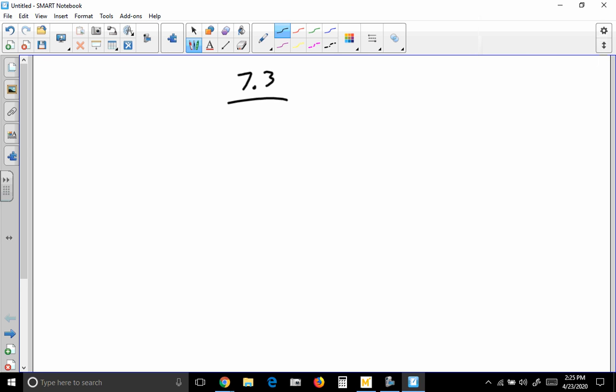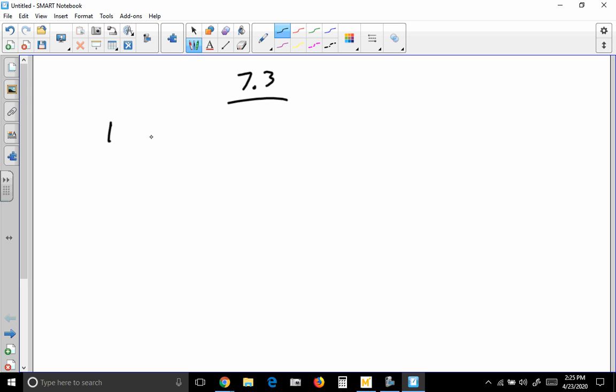All right, so let's take a look at some properties in 7.3, and we're essentially just going to work through some of the examples. So in 7.2, we looked at a table of different properties, and I'll go ahead and copy those down here.